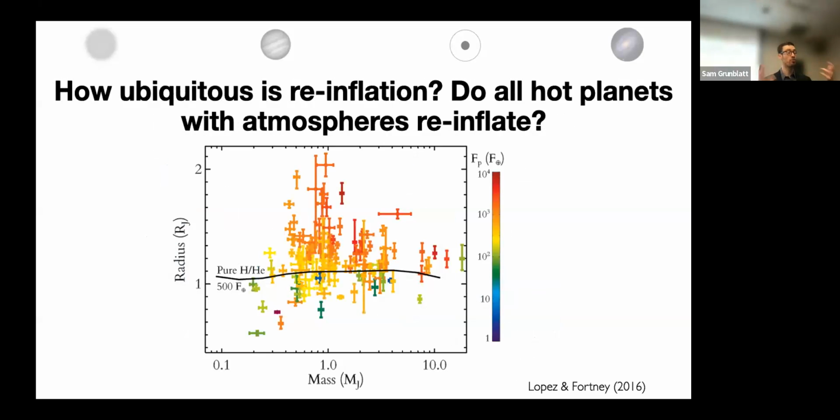But the question is, how ubiquitous is this reinflation? Do all hot planets with atmospheres reinflate? So basically, we know that all of the planets that are in the orange zone here are basically unambiguously inflated. They're past this boundary of what you'd expect for a ball of pure hydrogen and helium that was experiencing a certain incident flux. But below that line, it's much harder to tell. The rate of the inflation is going to be degenerate with the composition of the planet. And so, you could imagine that you have a planet that has been reinflated, but because it's still only one Jupiter radius or something like that, we couldn't actually tell whether that planet had experienced inflation or not.